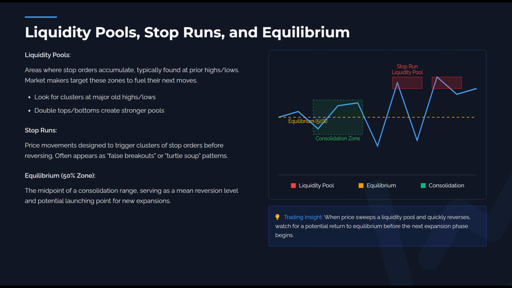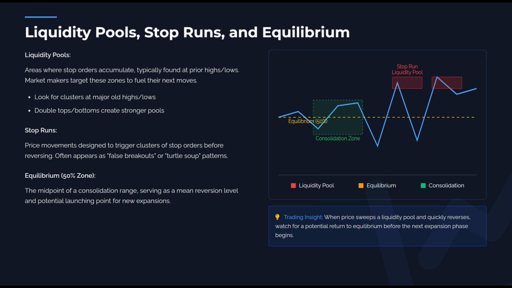Now, equilibrium is a completely different concept. Think of it like the center of a seesaw. No matter how far the seesaw tips in one direction, it always wants to return to the center. That's equilibrium. In a consolidation range, equilibrium is simply the midpoint, the 50% level between the high and low of the range. Price has a natural tendency to gravitate toward this level, like a magnet.